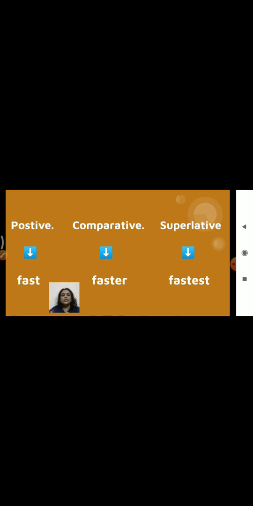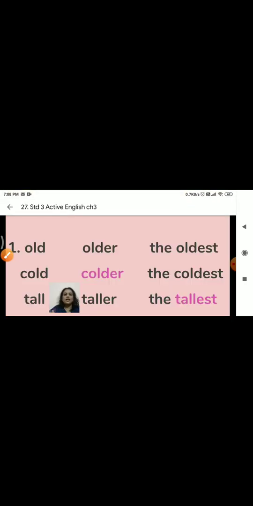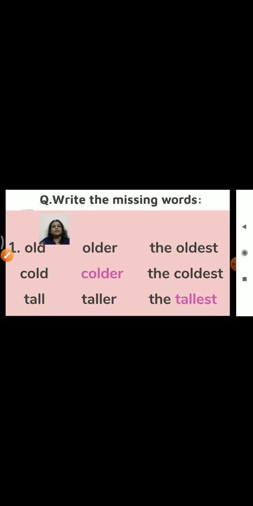So what is it now? Fast. Fast is the positive degree. Faster is the comparative degree. And fastest is the superlative degree. Okay. So we have our 3 degrees now.